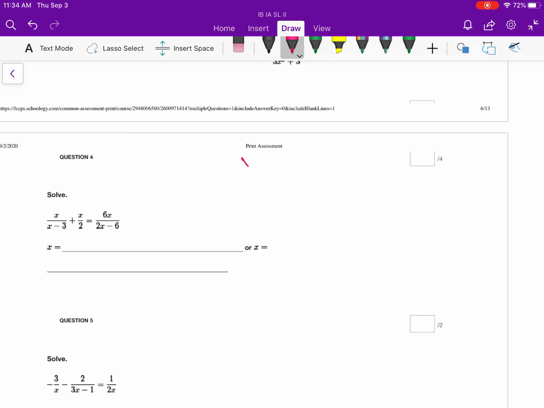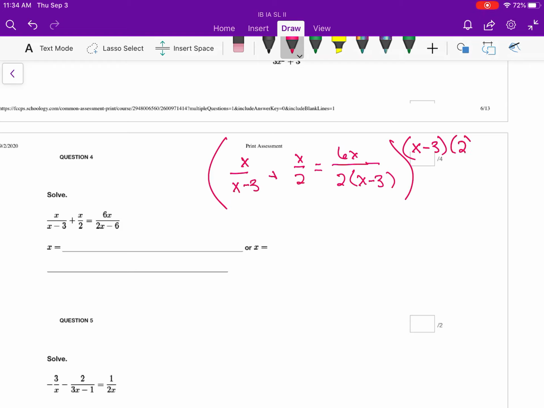On this problem, x over x minus 3 plus x over 2 equals 6x over, I'm going to go ahead and factor this. You always want to factor. Then just multiply everything through by what would be the common denominator. X minus 3, 2, and that's it. I don't need another 2. That's all I need. So that would be the common denominator. So when I go to multiply this through, this is what I have. And then hopefully all your denominators cancel.